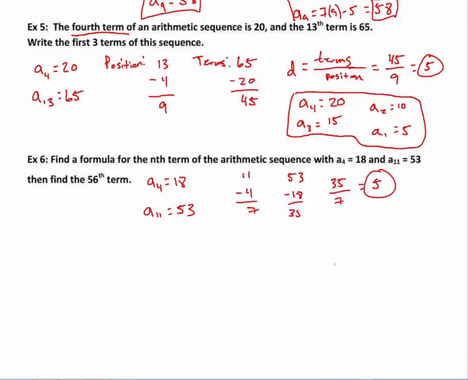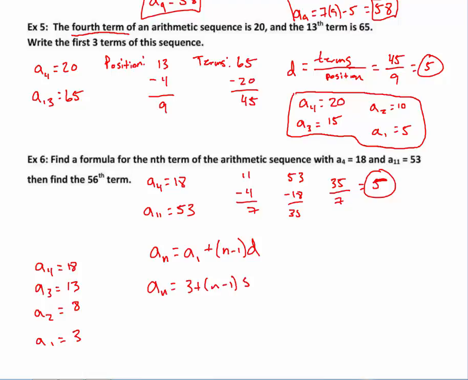So find the 56th term. Well, we need to do this: a sub 1 plus n minus 1 times d. But we don't know what a sub 1 is. But we do know a sub 4 is 18. So that means that a sub 3 is 13, a sub 2 is 8, a sub 1 has to be 3, and that's because of our common difference of 5. So a sub n equals 3 plus n minus 1 times 5. This is my explicit formula for any term.